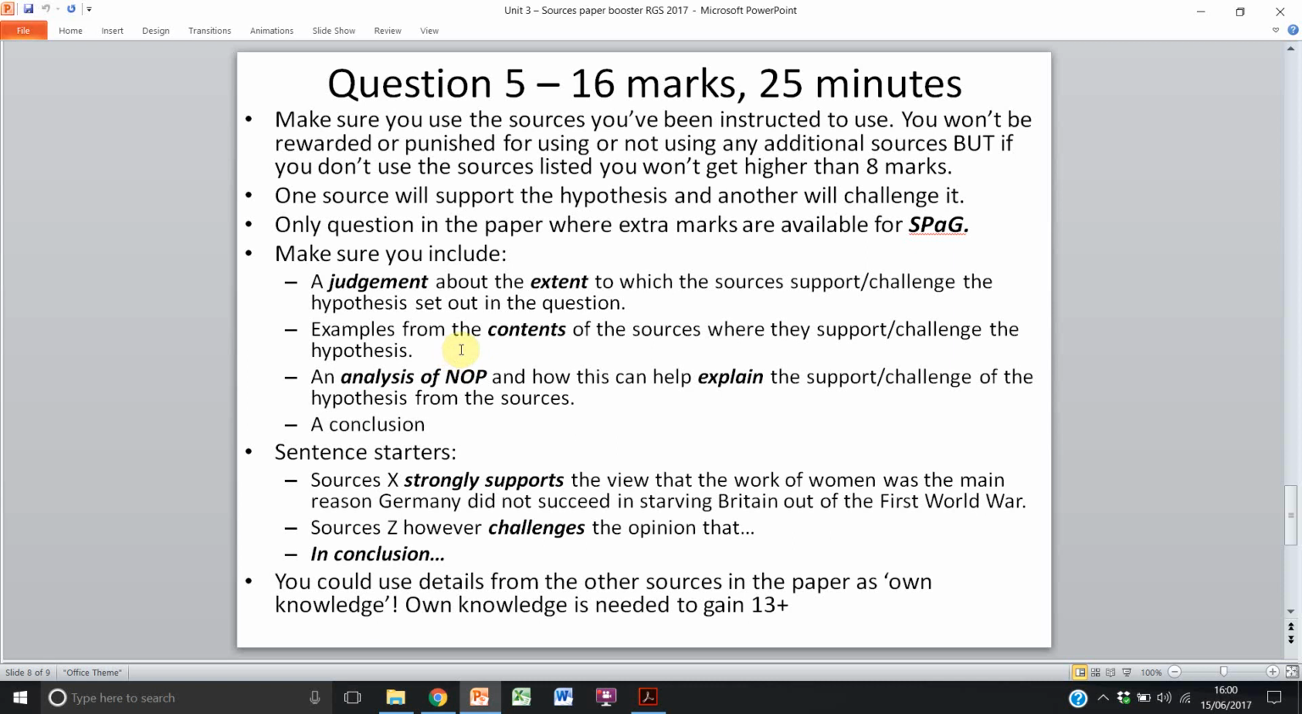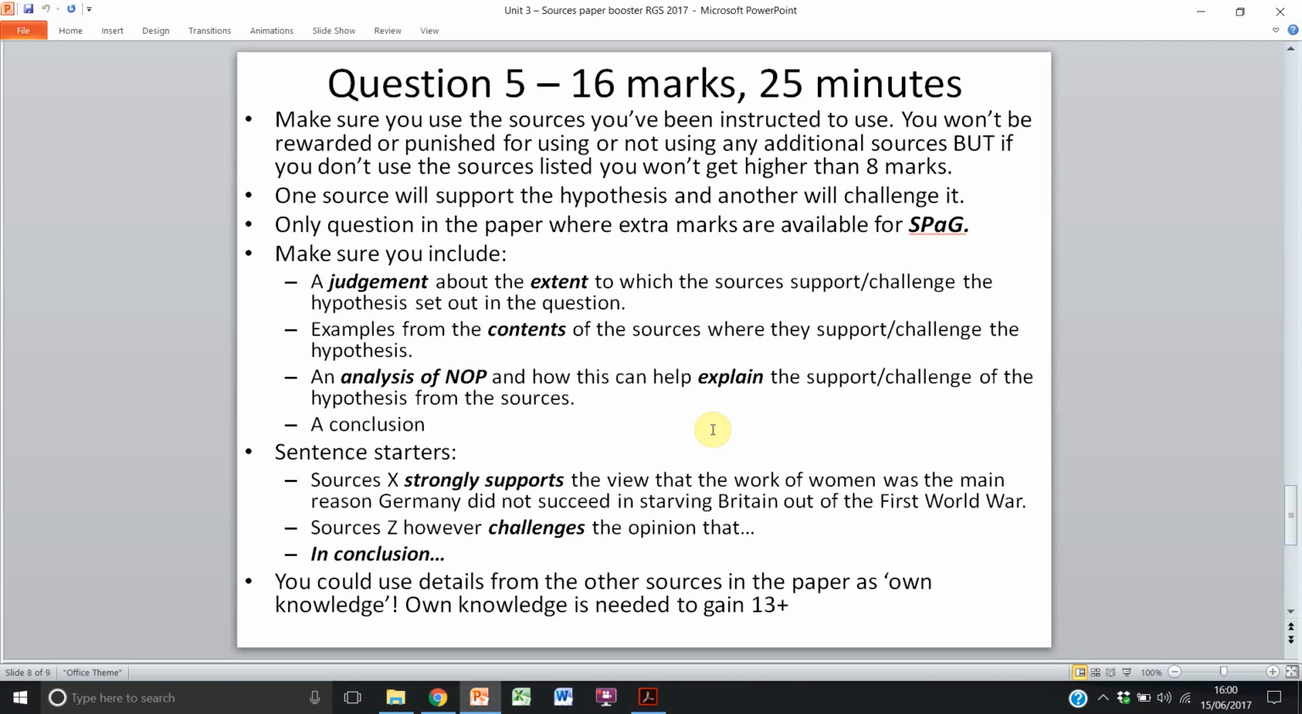You need to give examples from the sources you've been asked to use about where they support or challenge the hypothesis. Again, this is where you need to use quotes. You also need to analyse nature, origin and purpose and think about how the nature, origin and purpose can help to explain the level of support or challenge of the hypothesis. And then finally, use a conclusion.